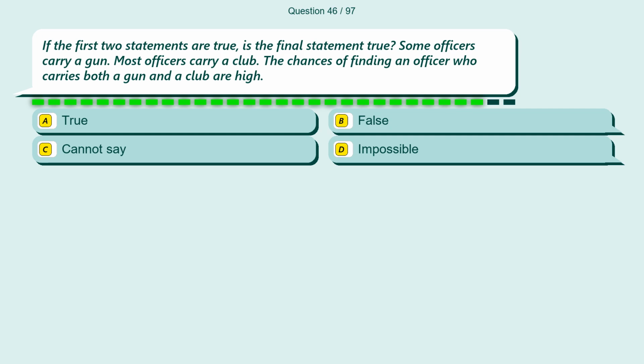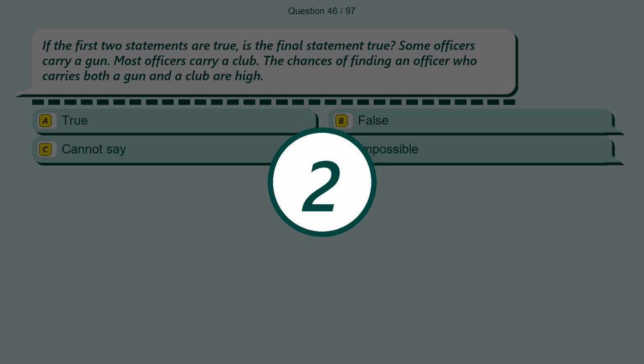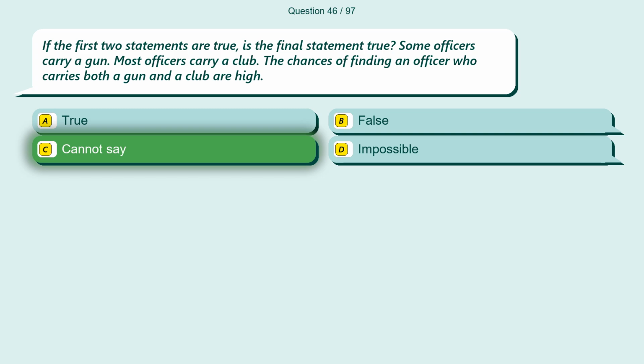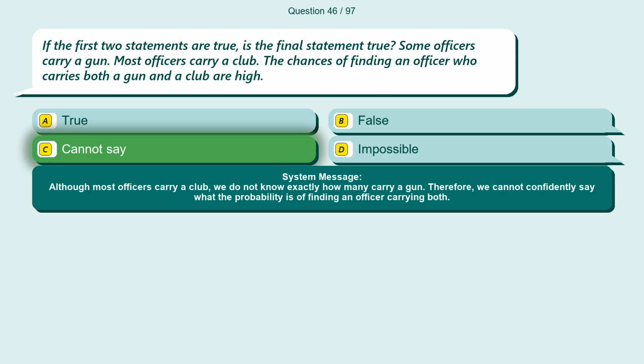Question 46. If the first 2 statements are true, is the final statement true? Some officers carry a gun. Most officers carry a club. The chances of finding an officer who carries both a gun and a club are high. Option A, true. Option B, false. Option C, cannot say. Option D, impossible. The correct answer is option C, cannot say. Although most officers carry a club, we do not know exactly how many carry a gun. Therefore, we cannot confidently say what the probability is of finding an officer carrying both.